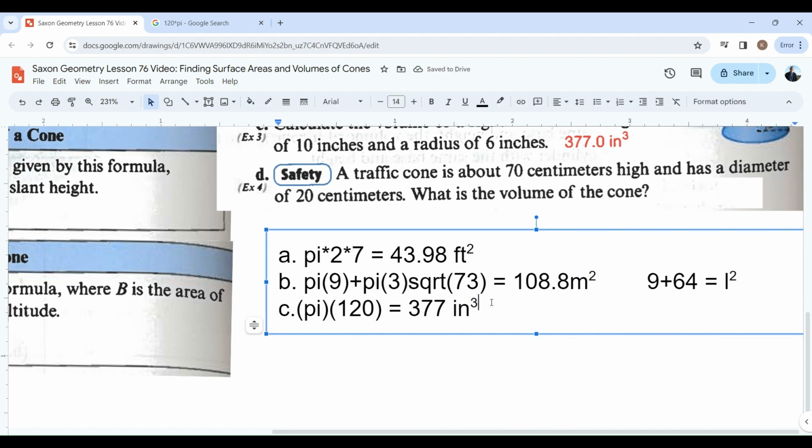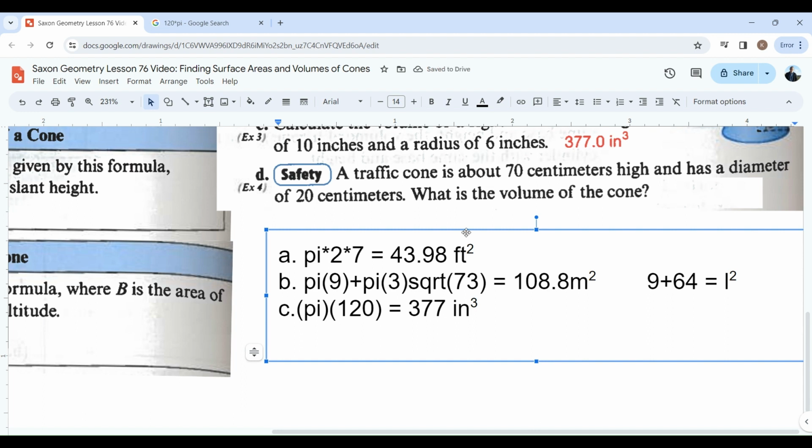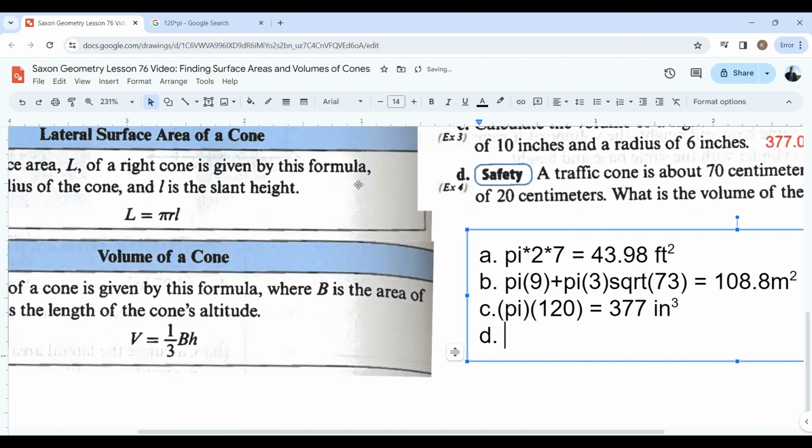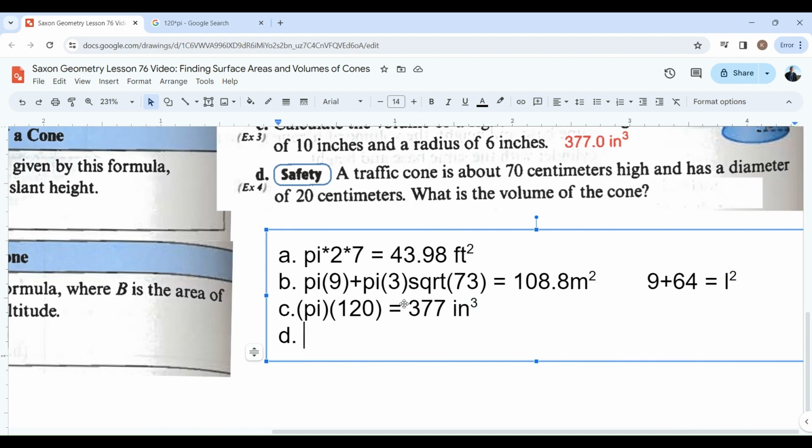Now, lastly, a traffic cone is about 70 centimeters high and has a diameter of 20 centimeters. A diameter of 20 centimeters. Oh, interesting. What is the volume of the cone? Okay. So I actually need to find the area of the base, which requires the radius. So it's going to be 1/3 times the area of the base, which is pi times the radius squared. If diameter is 20, that means the radius is 10, and the radius squared is 100, times the height, which is 70 centimeters high.